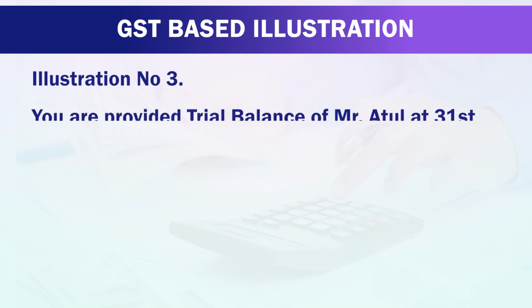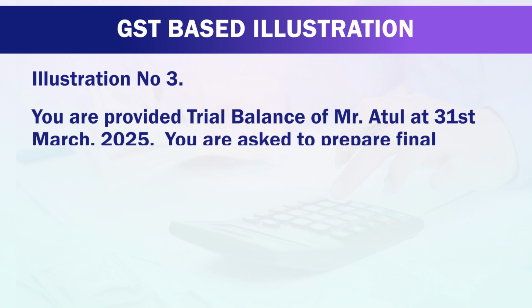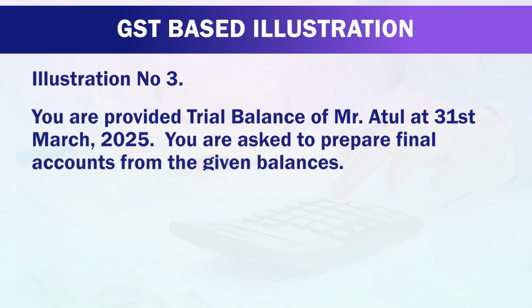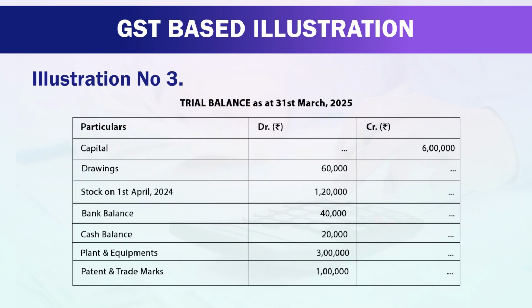Illustration number 3, you are provided the trial balance of Mr. Atul at 31st March 2025. You are asked to prepare final accounts from the given balances. We have a trial balance which is ending as on 31st March 2025. We have capital of rupees 6 lakh, drawings rupees 60,000 to be deducted from capital. Opening stock is given to us of rupees 1,20,000, which would appear at the debit side of the trading account.